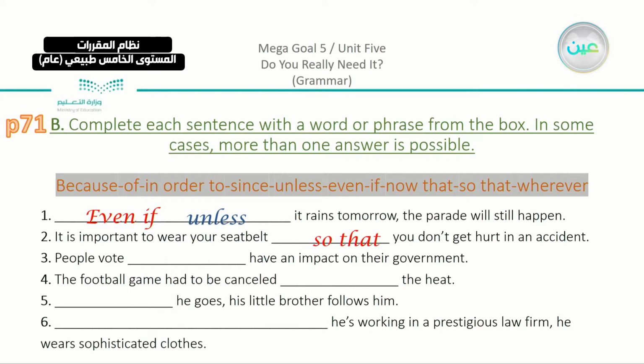Number 3, people vote and have an impact on their government. Also, there is a kind of purpose or a reason. We can say that we have here, in order to.